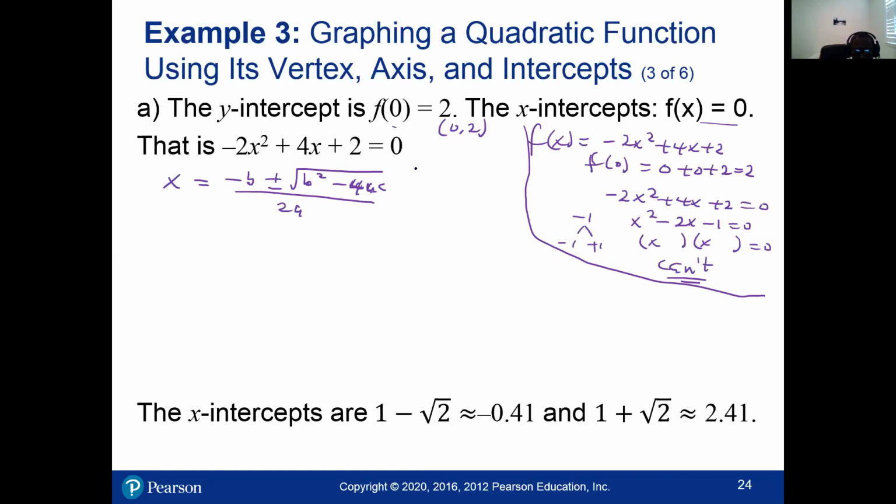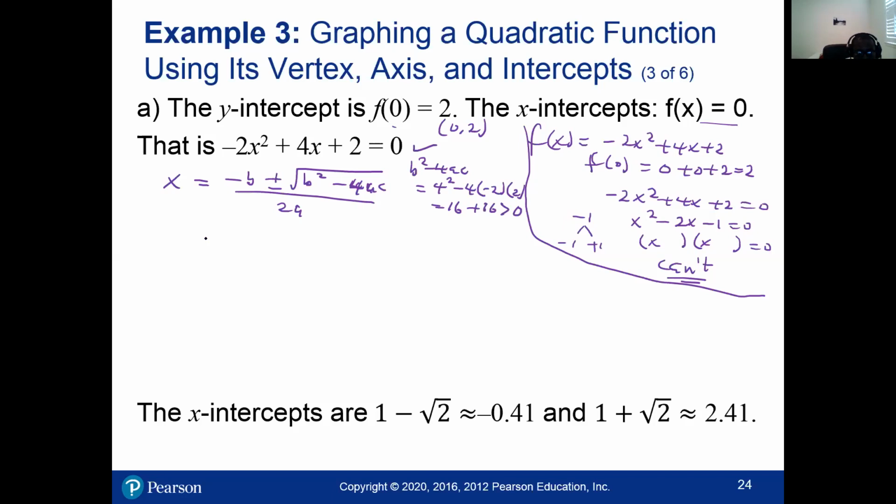If you have b squared minus 4ac, what is this value? b squared: b is 4, so squared. Minus 4 times negative 2 times 2. This gives me 16 plus 16, which is 32, definitely greater than 0. So it means that the equation will have 2 distinct roots or solutions.